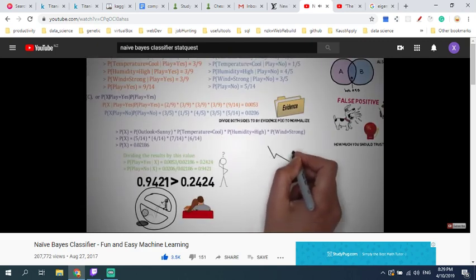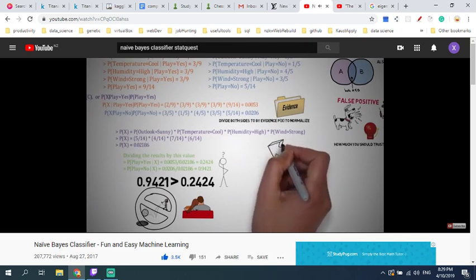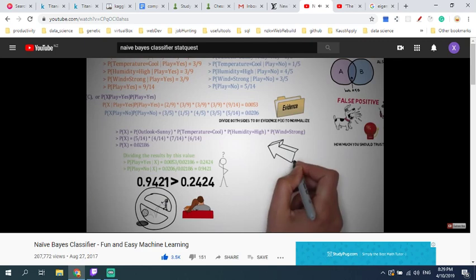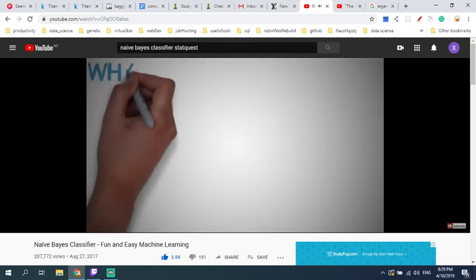So with our example above, we can view the probability that we play golf given it is sunny equals the probability that we play golf given a yes times the probability of it being sunny divided by the probability of a yes. So why naive?